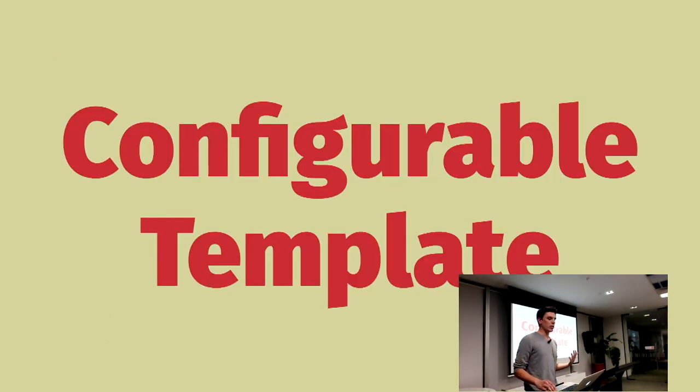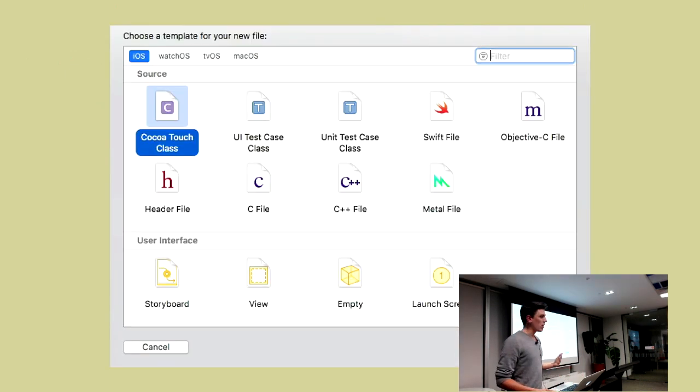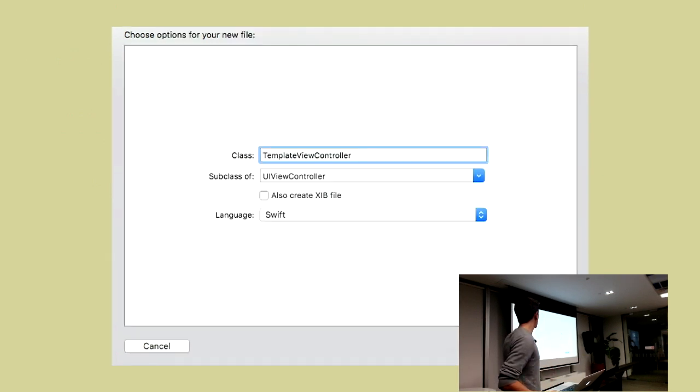So let's see how we can do configurable templates. When I mean a configurable template, it's like, for example, the Cocoa Touch class template, where if you hit next, you have a new screen where you can have drop-down menus, checkboxes, text and static text and stuff like that. So how do we do this?